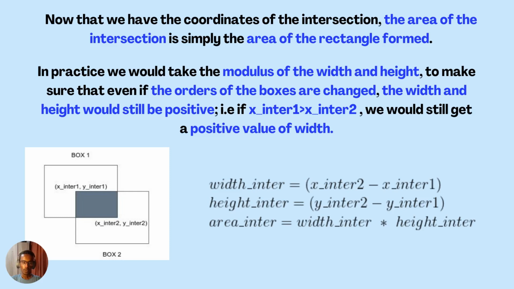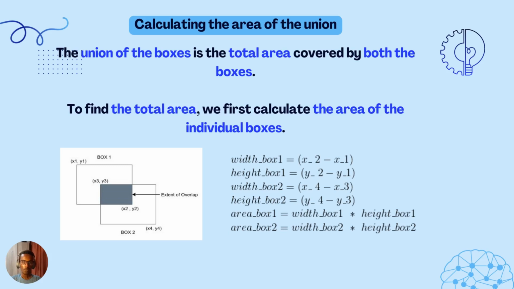In order to calculate the area of this intersection region, first we have to figure out the width inter, and it's just the difference between x inter 2 and x inter 1, which are the x coordinates for the top left and bottom right corners. And the height inter can be computed by considering y inter 2 and y inter 1. After computing these two values, we take the modulus of these values, and then finally we can multiply the width and height in order to find the area of the intersection. So now we have already computed the area of the intersection.